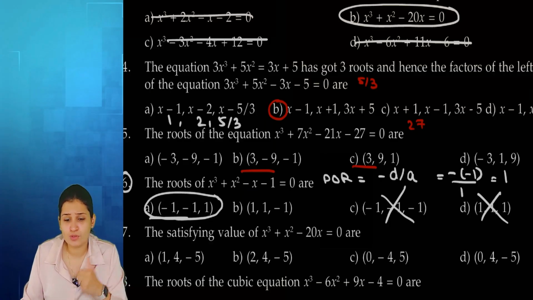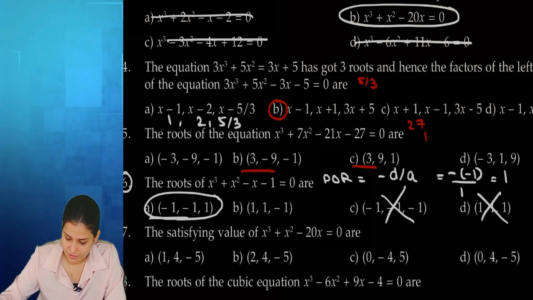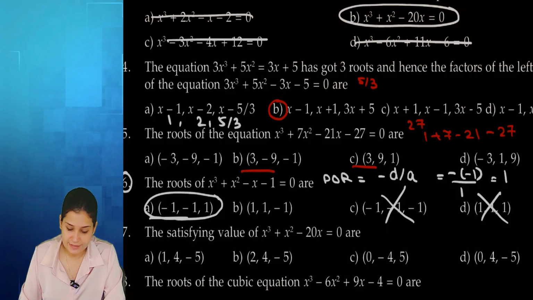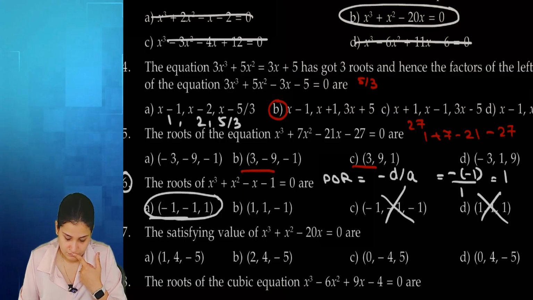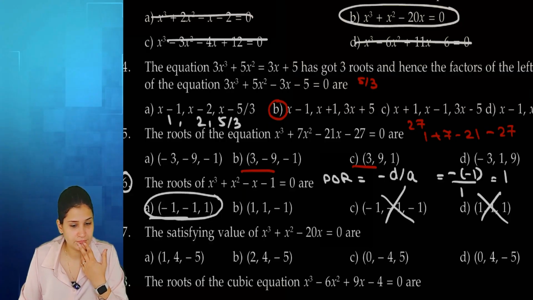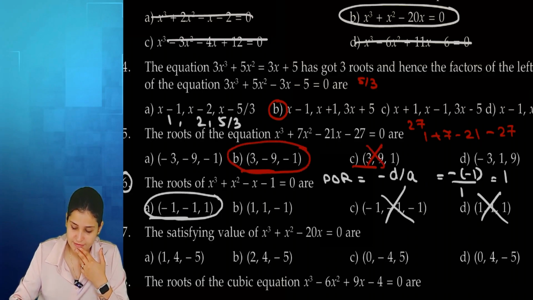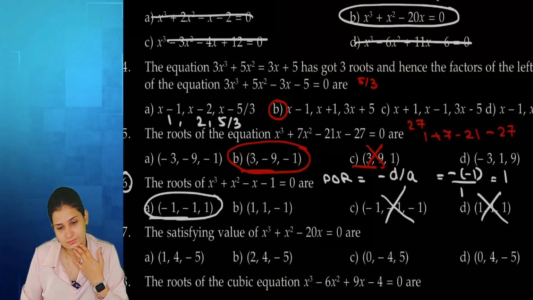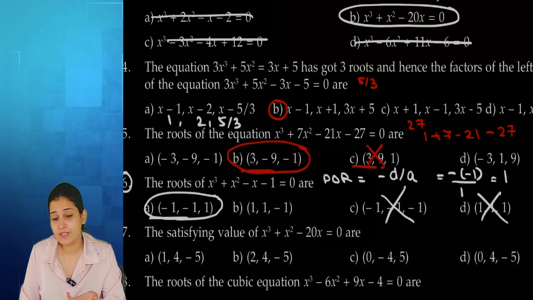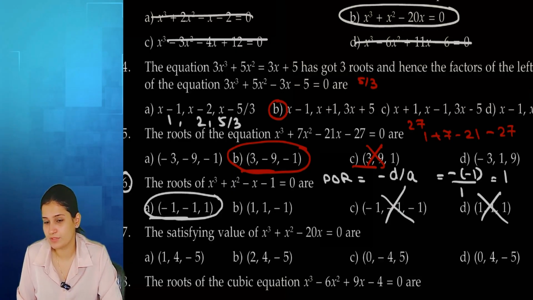I'll do trial and error for only one. 1 plus 7 minus 21 minus 27. Is it 0? Does 1 satisfy? No, ma'am. So C is incorrect. So B is the correct answer. It becomes way too easy when we use the sum of the roots and the product of the roots.